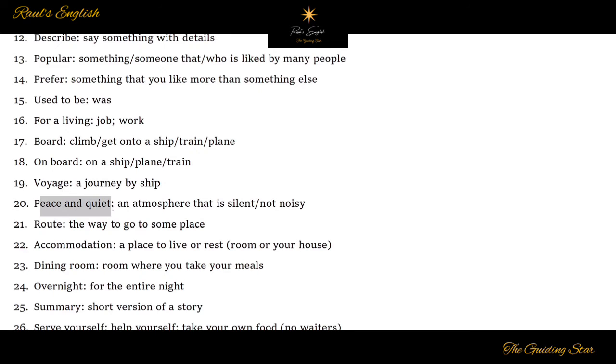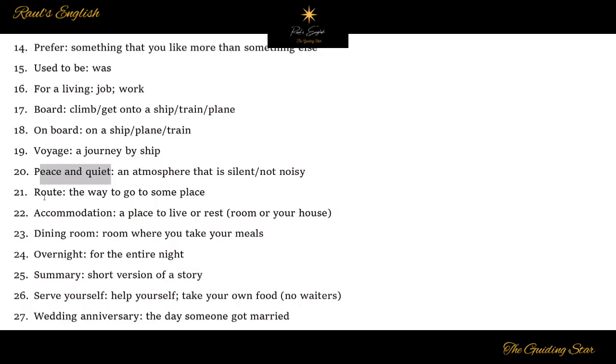Peace and quiet. Number 20. An atmosphere that is silent, that is not noisy. Route or route. The way to go to some place. That is known as the route. Which way are you going to? Suppose you want to go to a particular destination, there can be 2 or 3 different ways of going there. So which route will you take? Right, so that is routes.